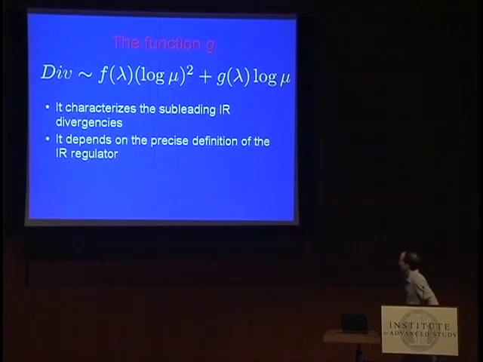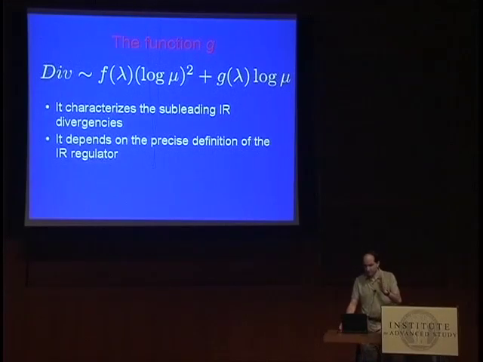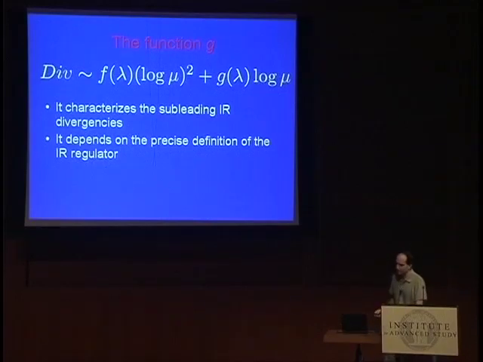And the precise definition of this function depends on precisely how you are cutting off your divergences. So if you redefine mu to mu times kappa, then you will shift this function g by some function f. But once you define your infrared regulator, you can compute the function g. And if you are interested in doing a concrete calculation, you will have to compute your function g. So people who do concrete calculations have to compute the function f and the function g in order to compute something physical.